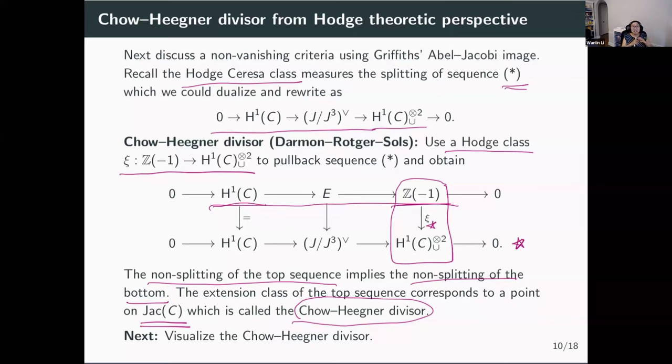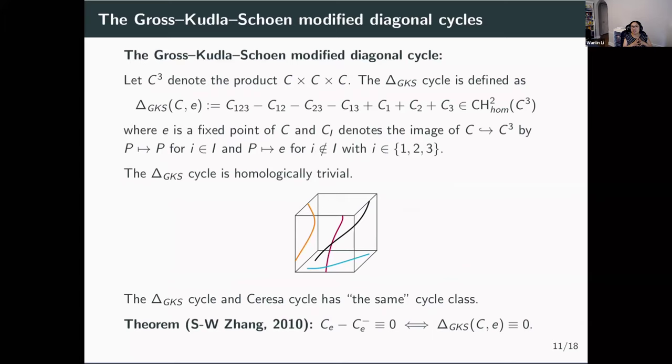So this is how the Hodge theoretic Ceresa class inspired this tool of detecting non-triviality. But this is all very abstract. This is a completely abstract and algebraic way to think about the Chow-Heegner divisor, right? Next, I'm going to show you how to visualize this Chow-Heegner divisor, because the Chow-Heegner divisor is a point on the Jacobian. It's just a degree zero divisor on my curve. I should be able to visualize that. So let's do that. To visualize the Chow-Heegner divisor, we're going to introduce a different algebraic cycle, closely related to the Ceresa cycle, the so-called Gross-Kudla-Schoen modified diagonal cycle.